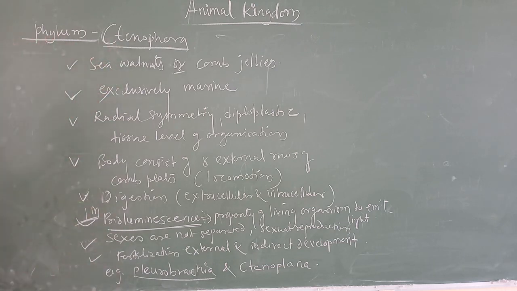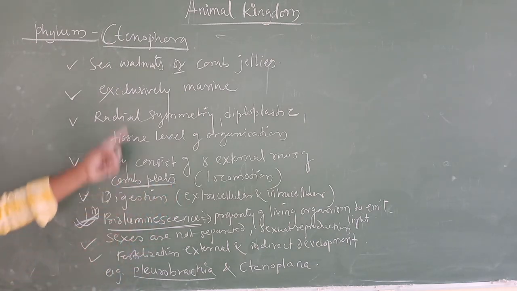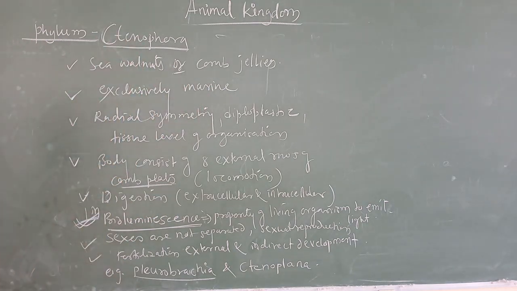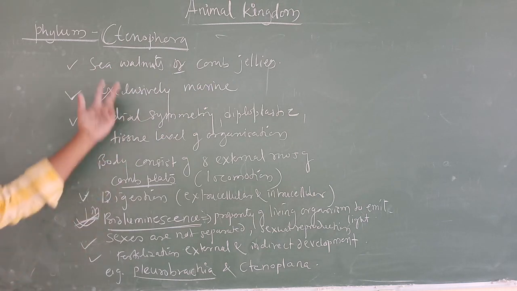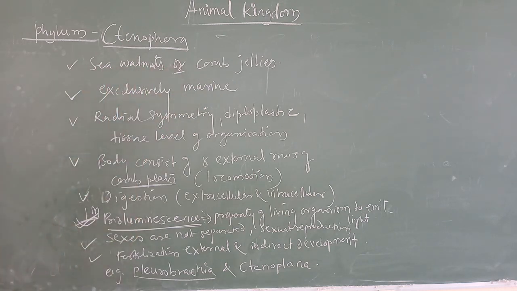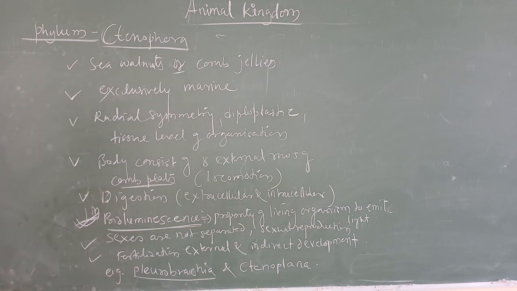And this is very important: many times they ask about bioluminescence. Ctenophores are commonly called sea walnuts and comb jellies. This is the second phylum we are studying in today's class, that is Ctenophora. The first phylum we studied was Coelenterata, and the second one is Ctenophora.